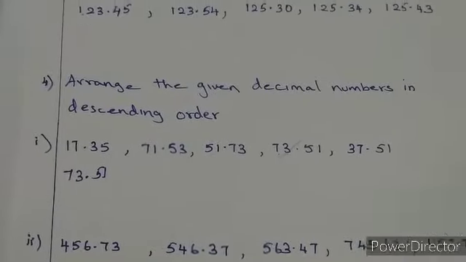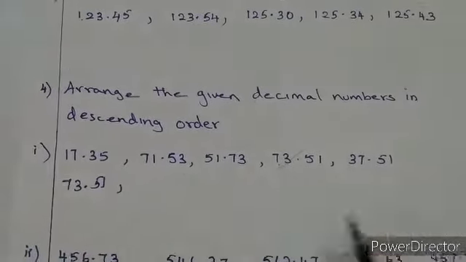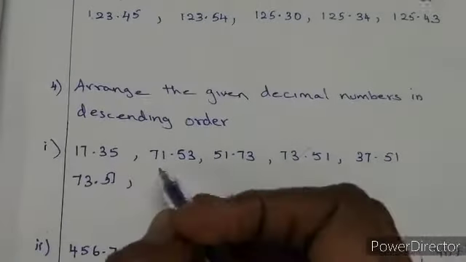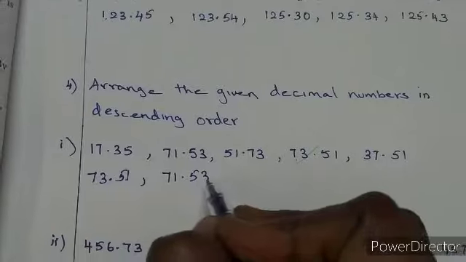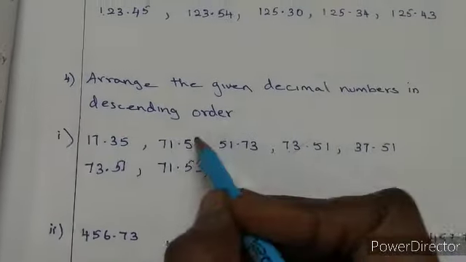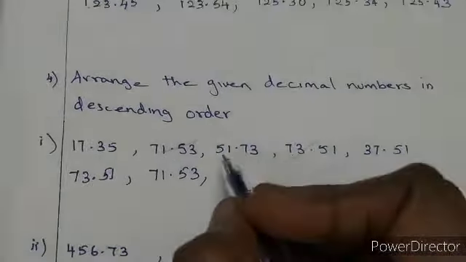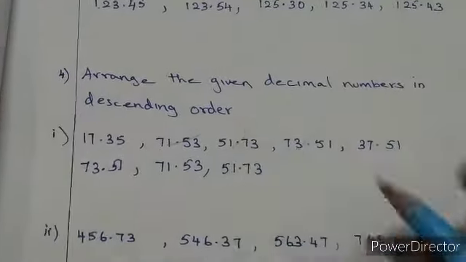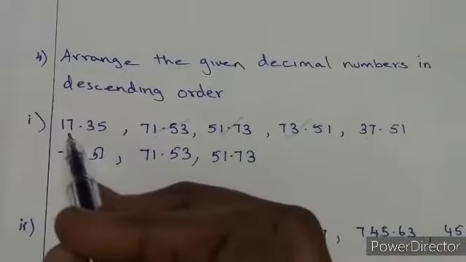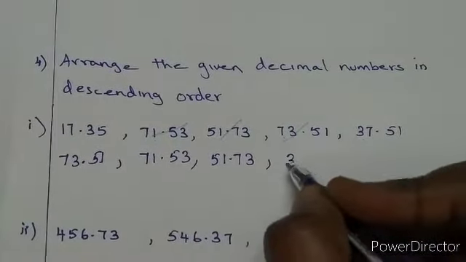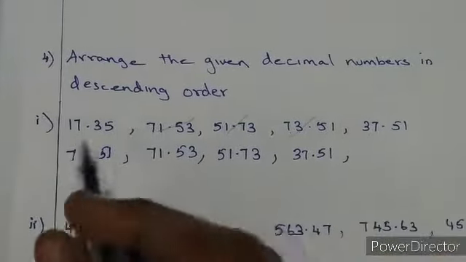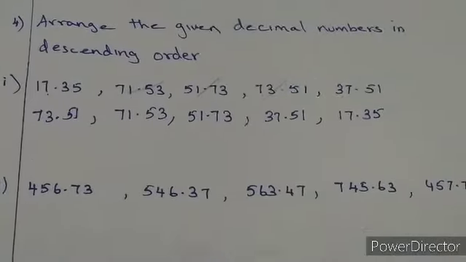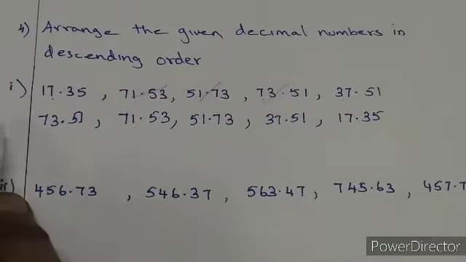Now this number is over. Next compare the rest of the numbers given in the question. The others are 17, 71, 51 and 37. So 71.53 is the next number, then 51.73. Then 37 or 17, which is greater? 37.51 and then 17.35.